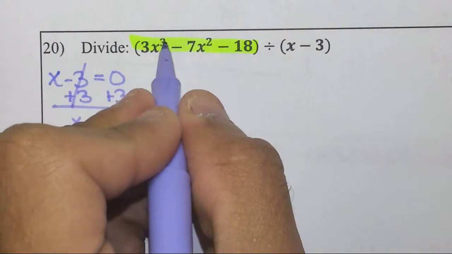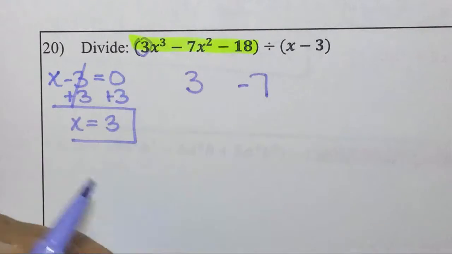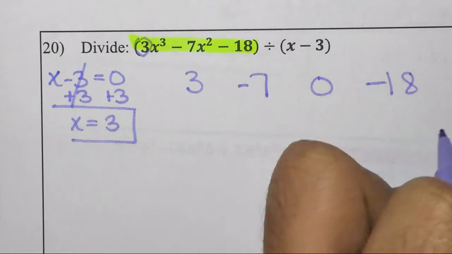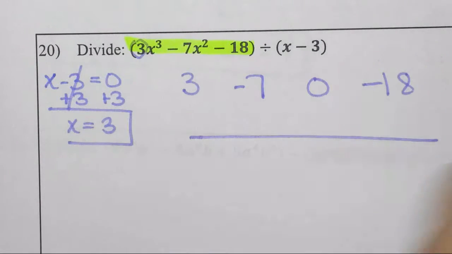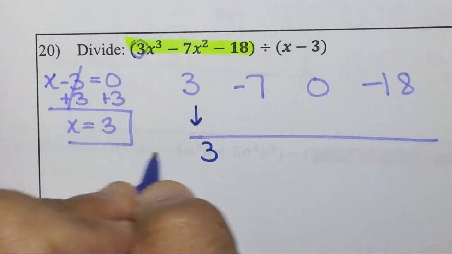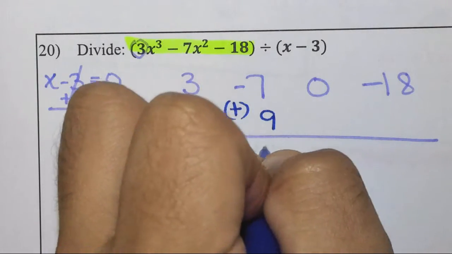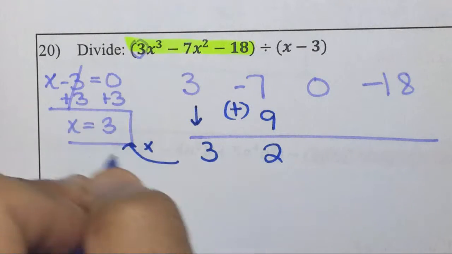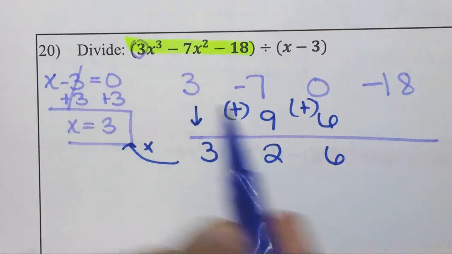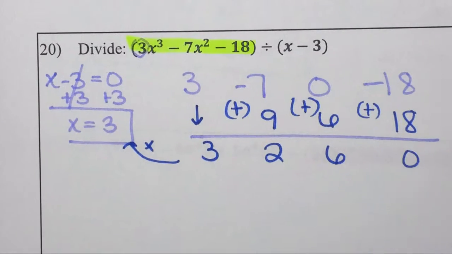So here we go. The one that's 3 has a coefficient of 3. The one that's 2 has a coefficient of negative 7. The one that I'm missing is going to be 0, and then we have the negative 18. Leave some space. Drop down your first one, which is 3. 3 times 3 is 9. Add those 2 and you get 2. 2 times 3 is 6. Add those 2 and you get 6. 6 times 3 is 18. Add those 2 and you get 0.